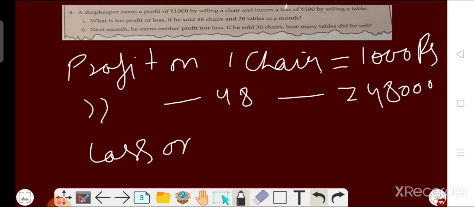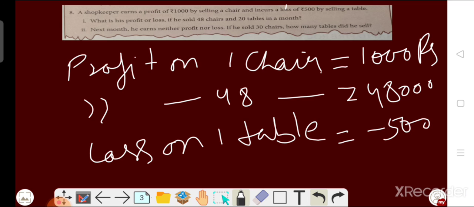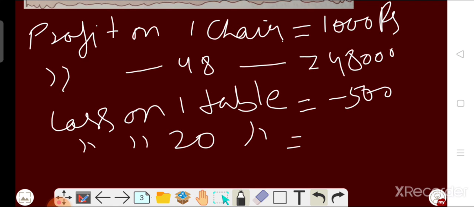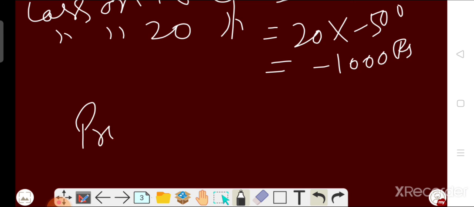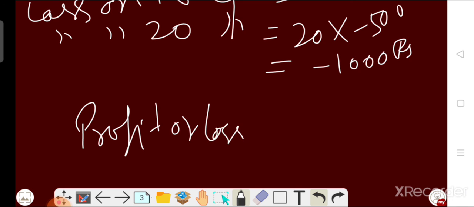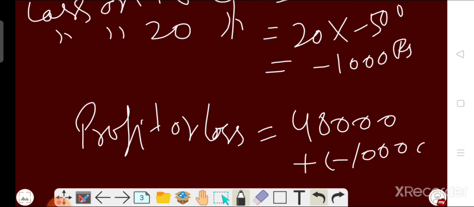Loss on one table is equal to minus 500 rupees. So loss on 20 tables is equal to 20 multiplied by minus 500, and that is equal to minus 10,000 rupees. So how can we calculate the total loss or profit? By adding both. So profit or loss is equal to 48,000 plus minus 10,000.